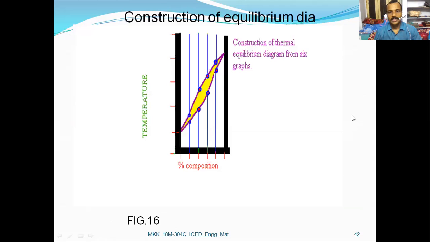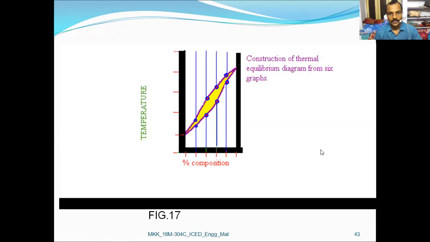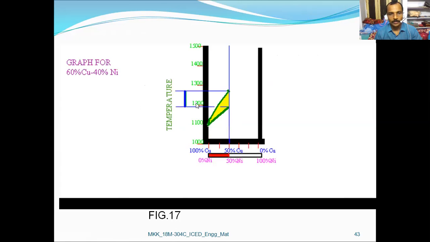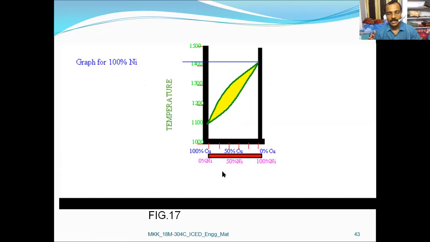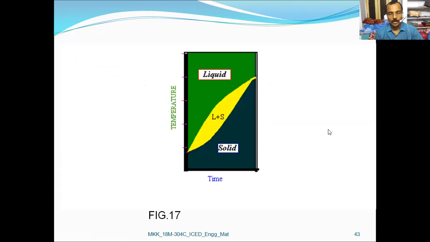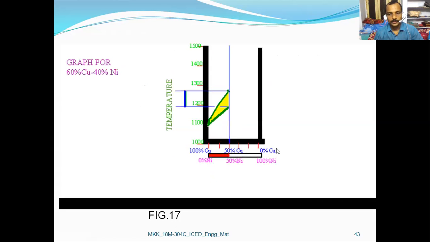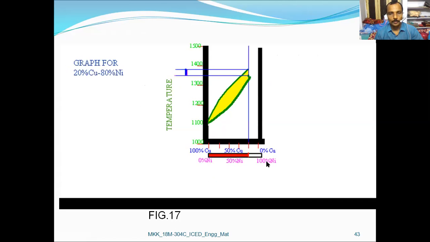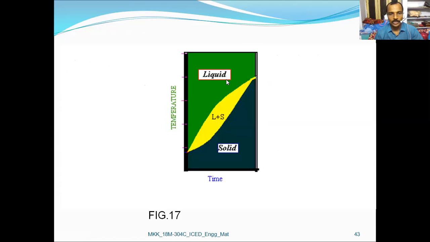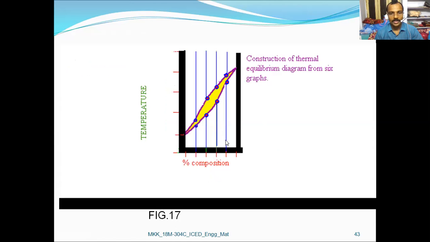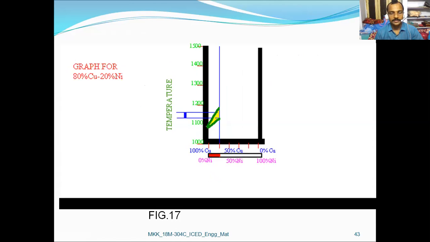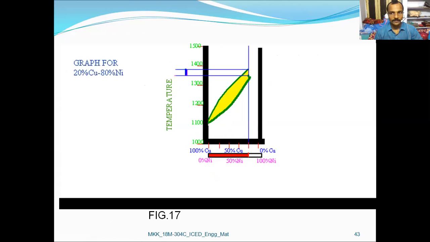And here a thermal equilibrium diagram is generated, plotted between temperature and percentage composition. Let us see. These are the temperatures 1000, 1100, 1200, 1300, 1400, and 1500. And the percentage of copper is given here as 100, 50, 0, 0, 50, 100 for copper and nickel. And this is the above liquid state, solid state, and in between we are getting the liquid and solid phase.